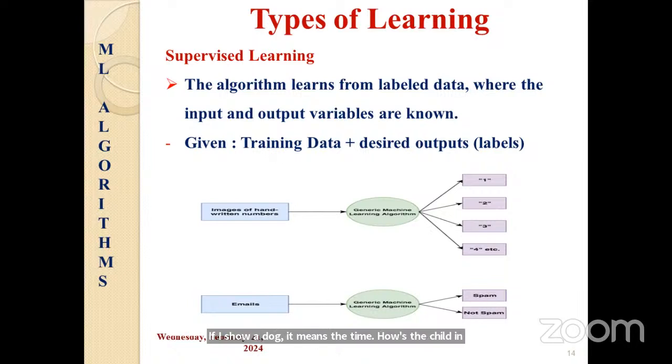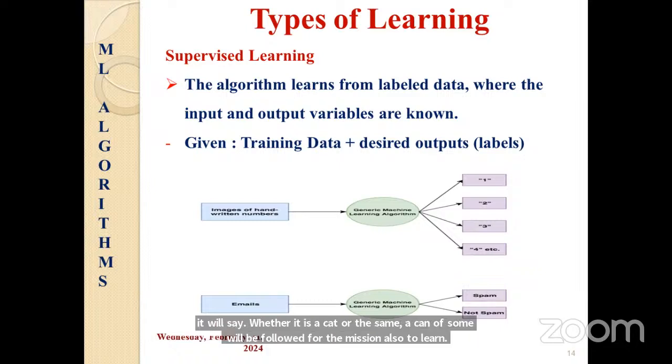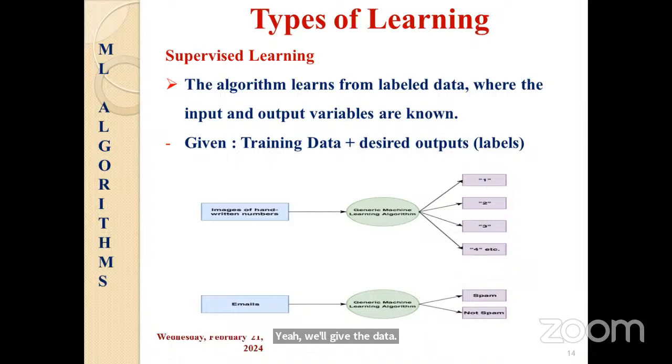Repeatedly, we show several cat images. From all the cat images, the child will remember some features, register the features in the mind, and based on the features, when you show an unknown image, it will say whether it is a cat or dog. The same mechanism will be followed for the machine to learn. We'll give the data, make the system learn from this data, and then ask the system to predict when I give unknown data. Here, this learning can be done in three manners: supervised, unsupervised, as well as reinforcement learning.